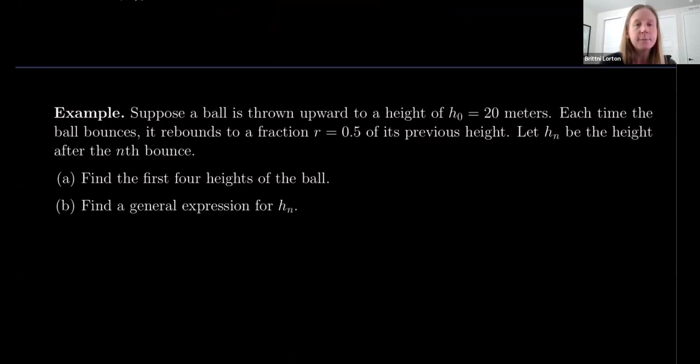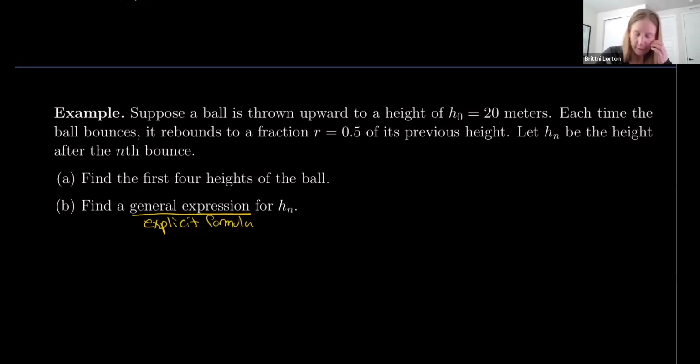Suppose a ball is thrown upward to a height of 20 meters. Each time the ball bounces, it rebounds to a fraction 0.5 of its previous height. Let h sub n be the height after the nth bounce. I've got a couple of parts, part A and part B. First, we're going to find the first 4 heights of the ball. And then we're going to find a general expression. And this is what we should write down. When I say general expression, I mean explicit formula.